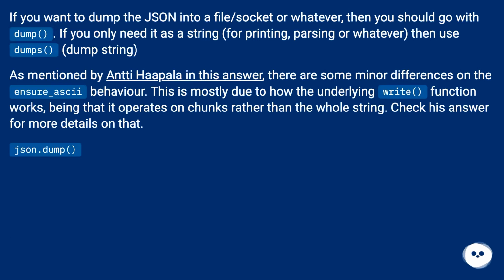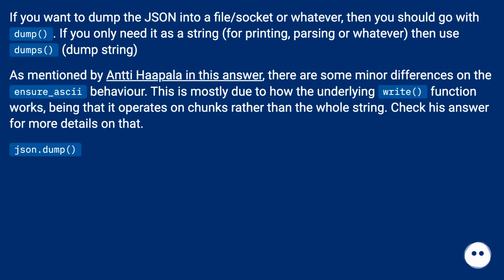If you want to dump the JSON into a file, socket or whatever, then you should go with dump. If you only need it as a string, for printing, parsing or whatever, then use dumps, dump string. As mentioned by Antti Haapala in this answer, there are some minor differences in the ensure_ascii behavior. This is mostly due to how the underlying write function works, being that it operates on chunks rather than the whole string. Check his answer for more details on that.